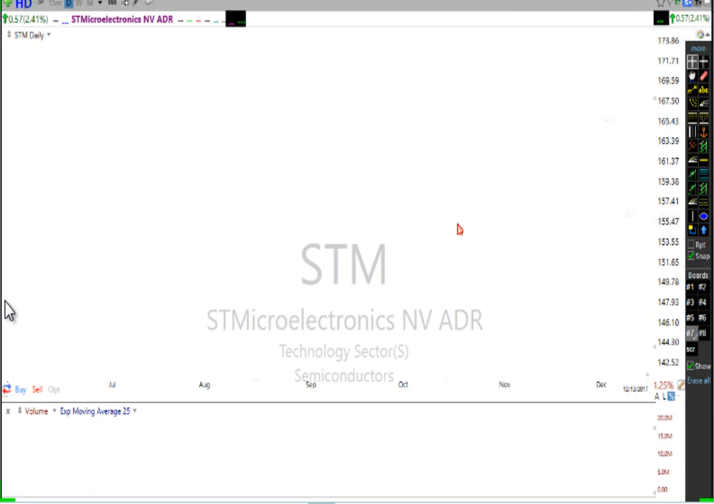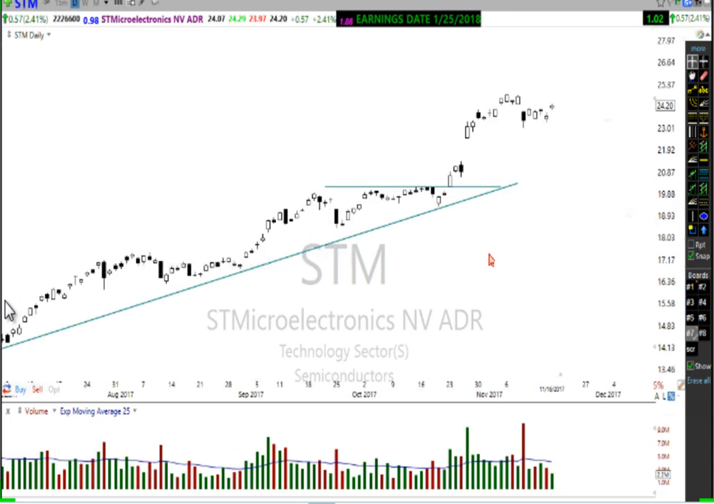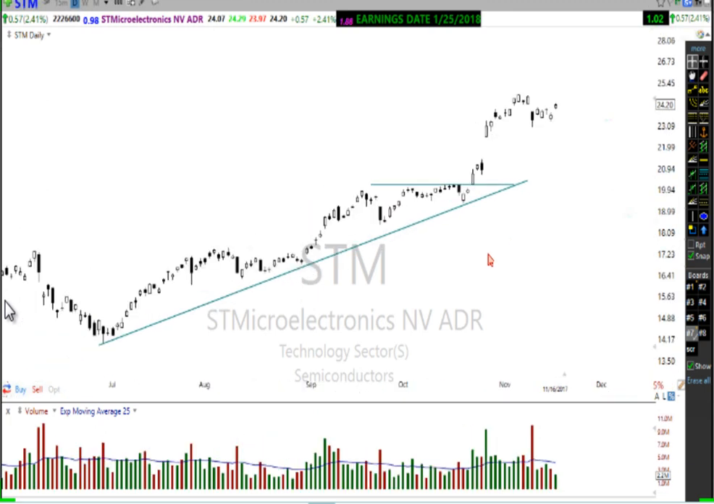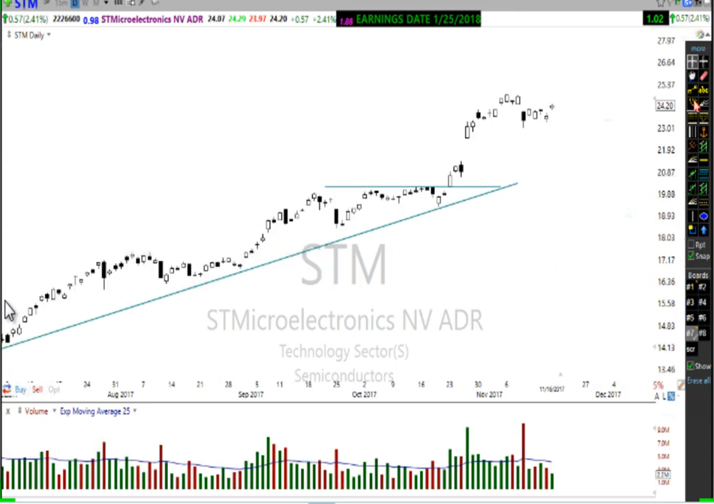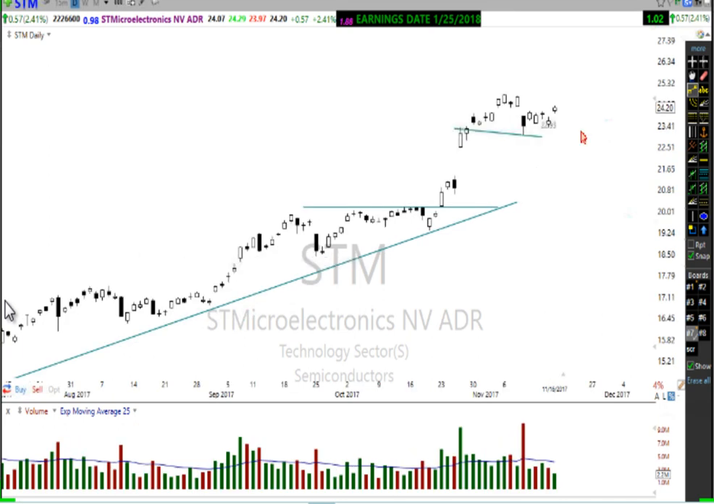STM. Boy, this is a real gappy little thing. You can see I've got it marked up here. I haven't been looking at this up in this area. Got a little bit of a support area right here. We've recently gone through this little tiny downtrend, popped up, so a little bit of a pennant pattern. We broke through that with a gap up today.